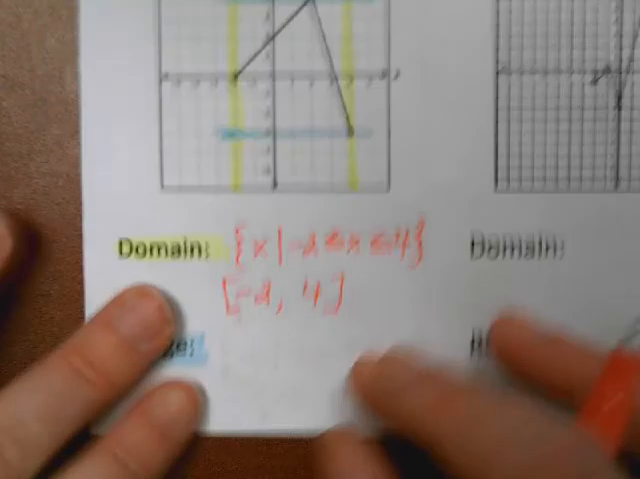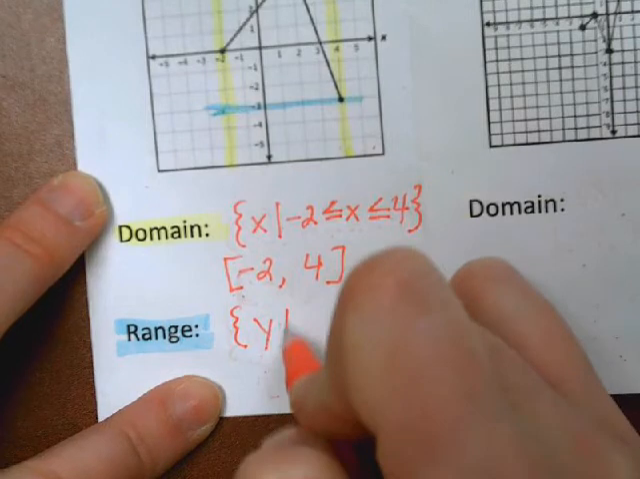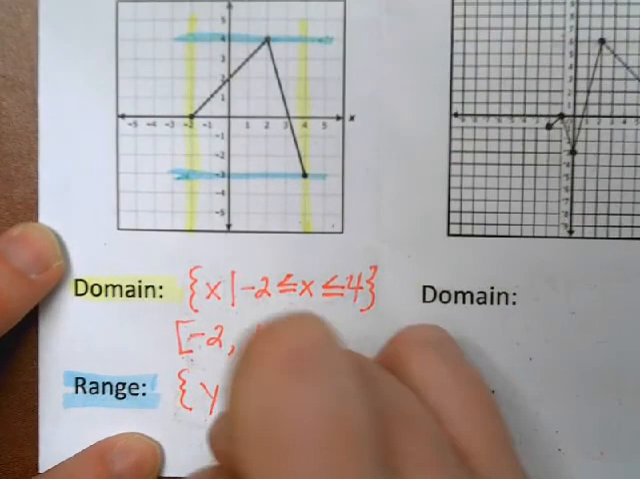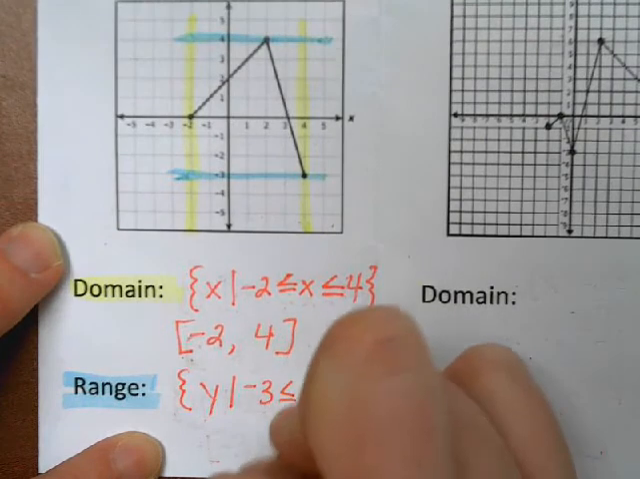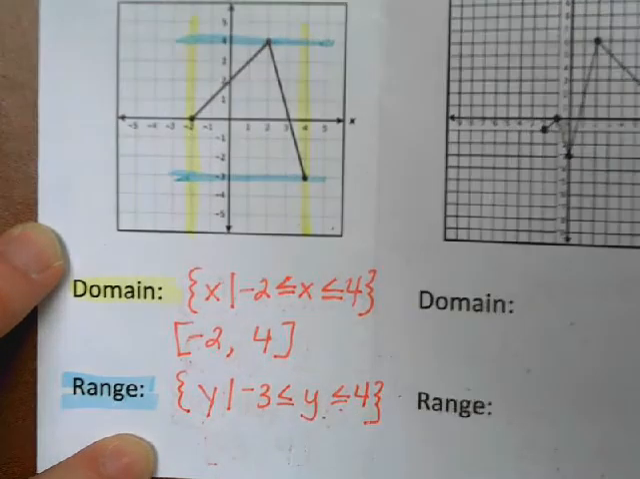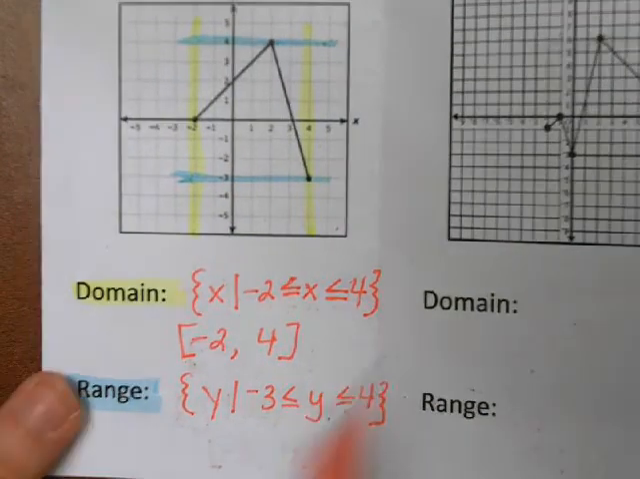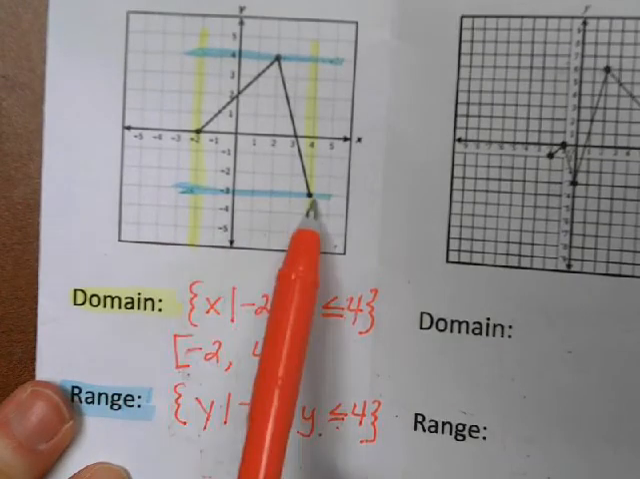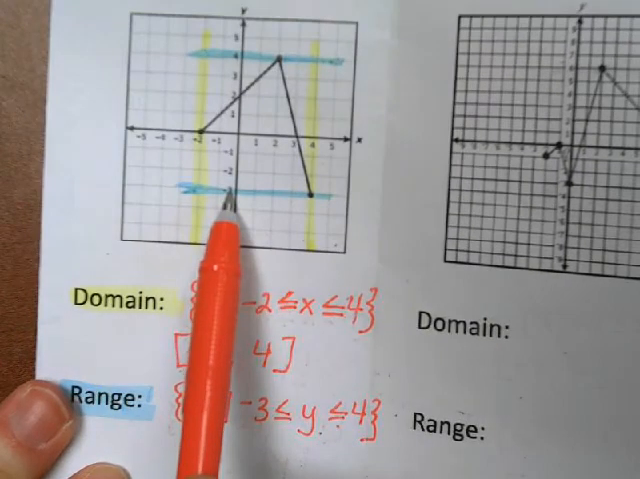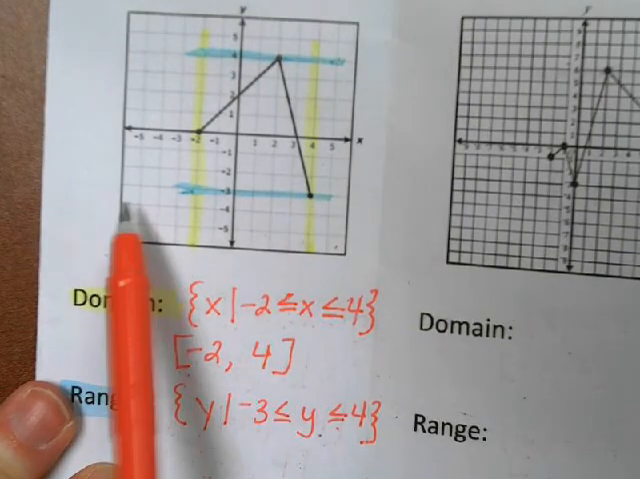What about the y values? So the range is the y such that negative 3 is less than or equal to y, which is less than or equal to 4. Okay, does that make sense to everyone? So why negative 3? Because we're doing the blue values, right? Negative 3 is the smallest. Here there's a dot, right?